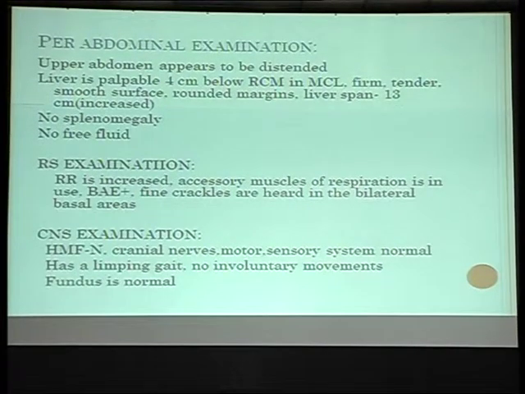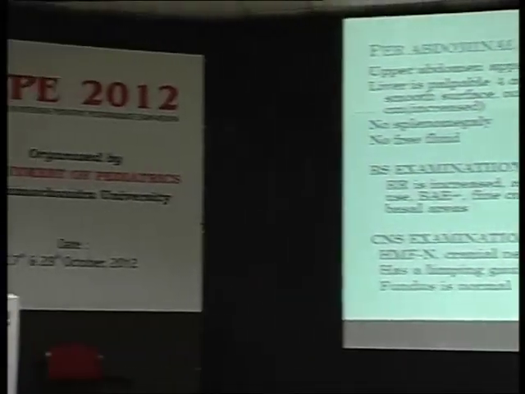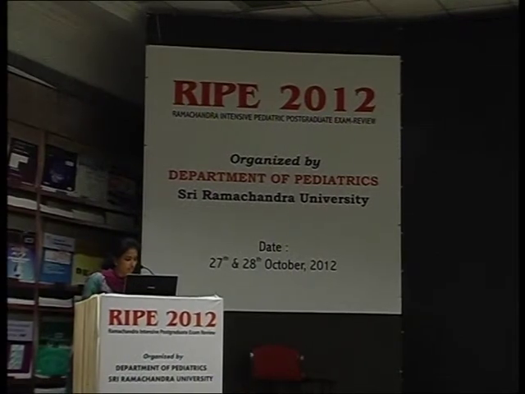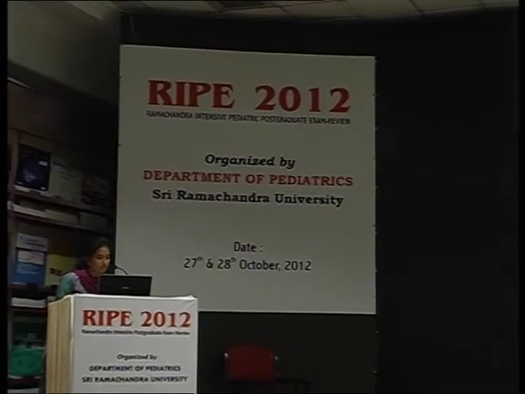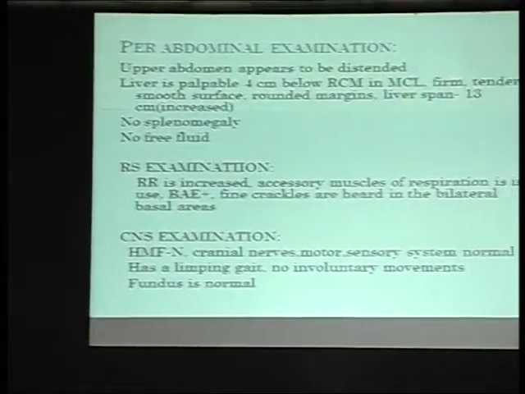For abdomen examination, upper abdomen is distended, liver is palpable 4 centimeter below right costal margin in the mid-clavicular line. Firm, tender, smooth surface, rounded margins. Liver span is 13 centimeter, which is increased. No splenomegaly, no free fluid. Respiratory system examination. Respiratory rate is increased. Accessory muscle of respiration is in action. Bilateral air entry present, fine crackles are heard in bilateral basal areas. CNS examination, higher mental functions are normal, cranial nerves normal, has a limping gait, no involuntary movements, fundus is normal.